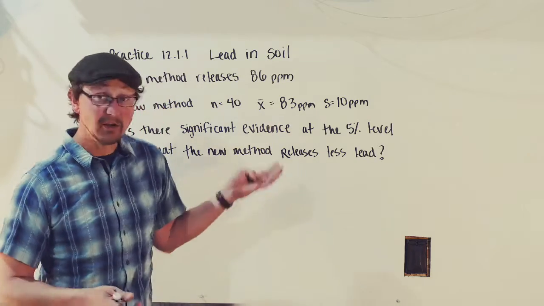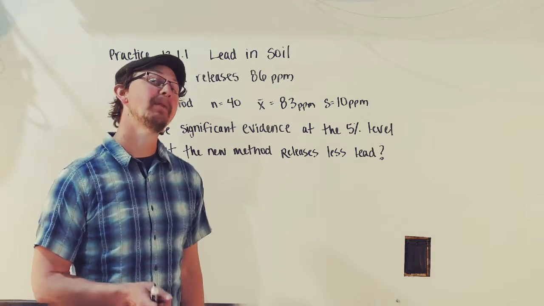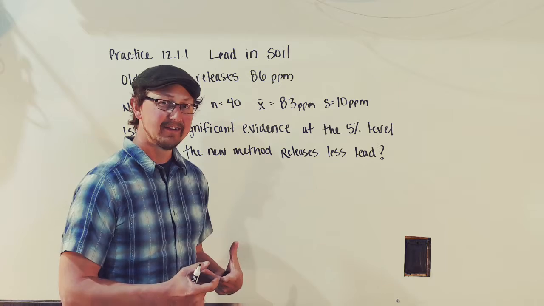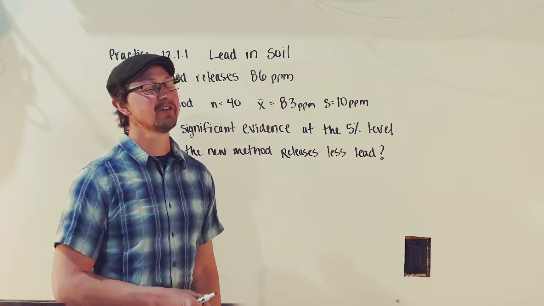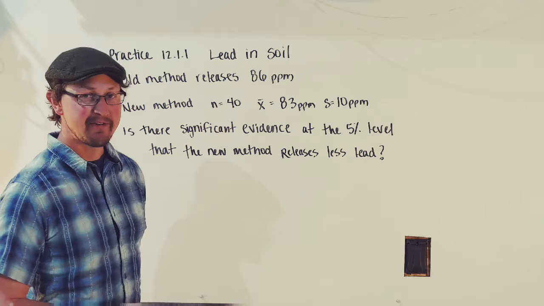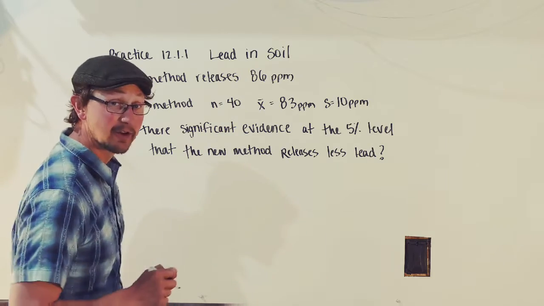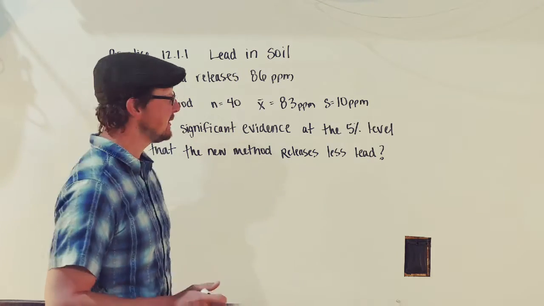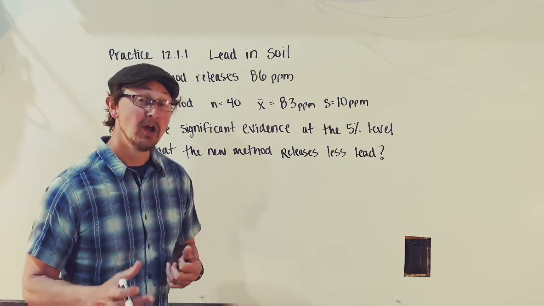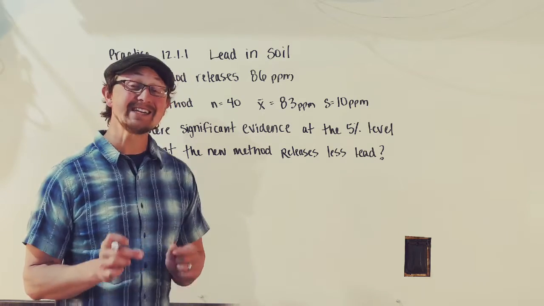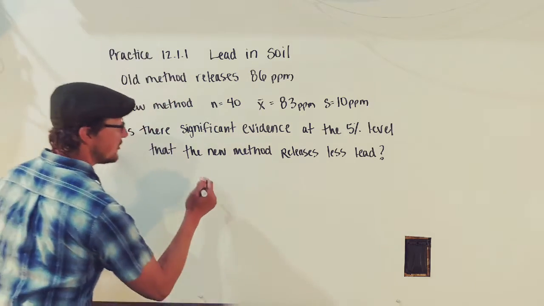I mean, 83 looks like it releases less lead, but is it a result so far from our original claim that it causes us to disbelieve the original claim of 86? So that's what we're going to test. We're going to use our 4-step process, and because we haven't been given a population standard deviation, we are going to use a t-test.